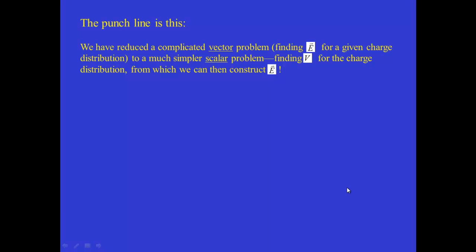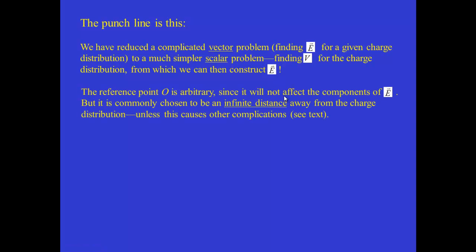That's the punchline. What we've actually done by making this special definition of the electric potential is we've reduced a complicated vector problem, finding E for a charge distribution, to a simpler scalar problem, finding V for the charge distribution and then taking derivatives to construct E. And you'll see, after we develop a few more formulas, that finding V for a charge distribution is usually much easier because there's no direction involved. So that is the advantage in defining the electric potential.